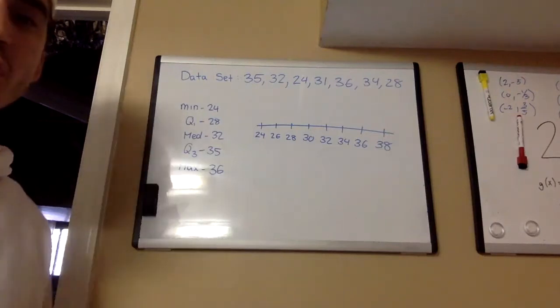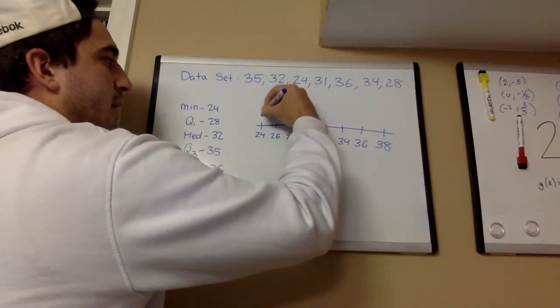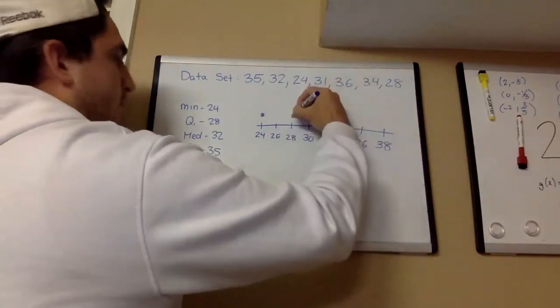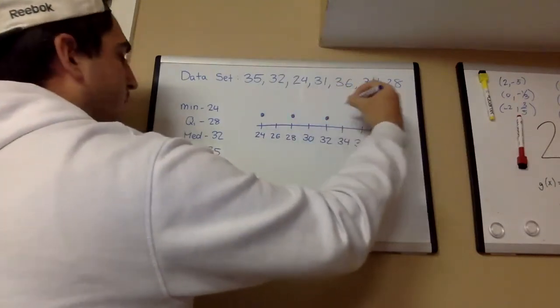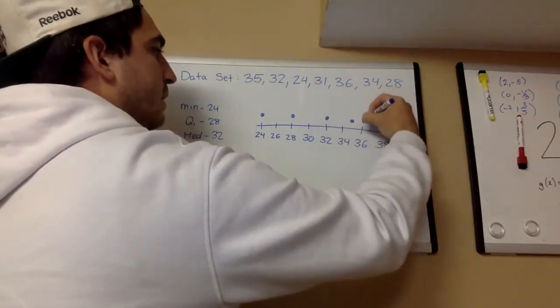So now I'm going to start making my dots. So my first dot's going to be at 24. I'm going to make it above the line. Next dot's at 28. Next dot's at 32. Then 35. And then 36.